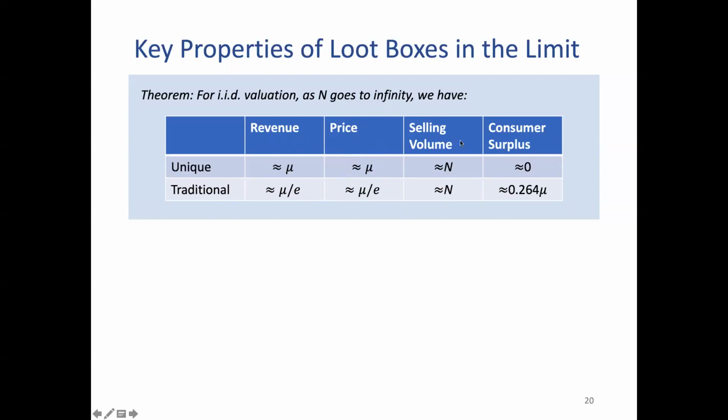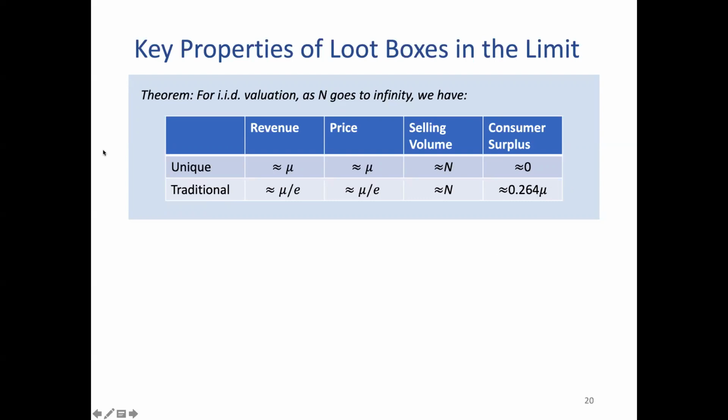But when we look at the selling volume, it is somewhat surprising that both unit box and traditional box have roughly the same selling volume, which is close to n. Okay, and finally, because unit box is asymptotically optimal for the seller, it leaves zero surplus to the customer. On the other hand, traditional box is not that effective in terms of revenue maximization, so it actually leaves some positive surplus to the customer.